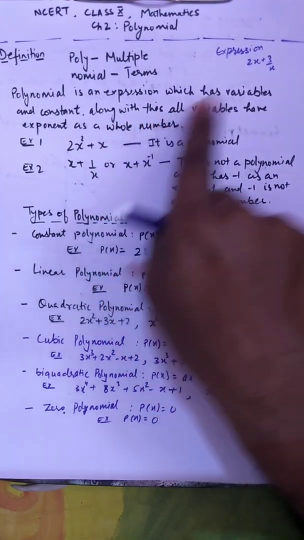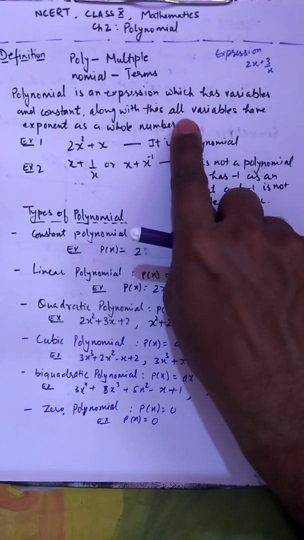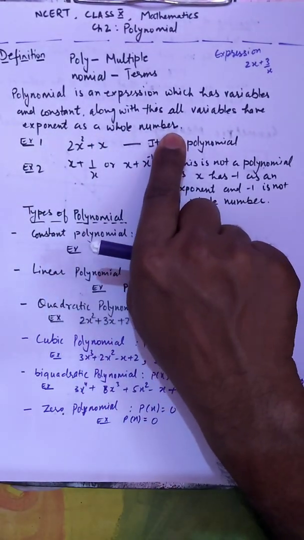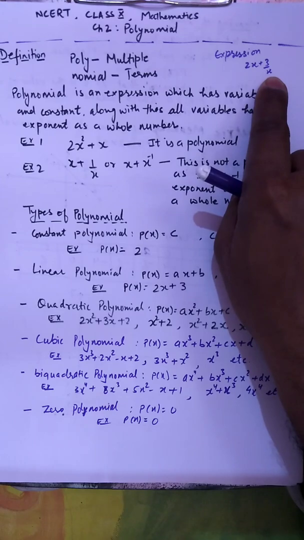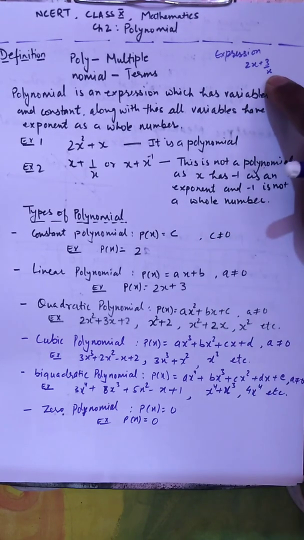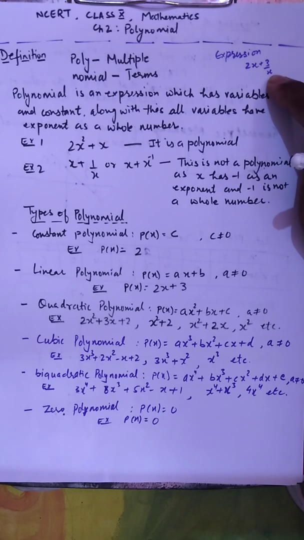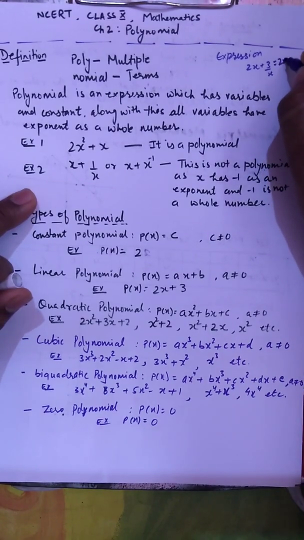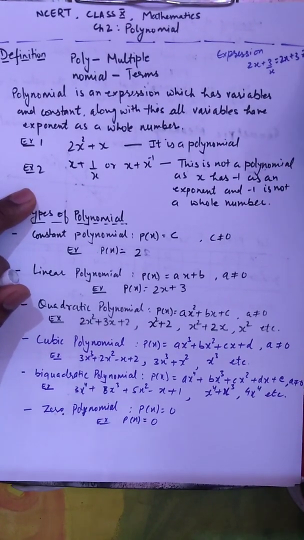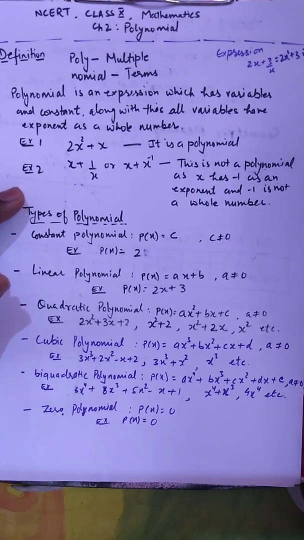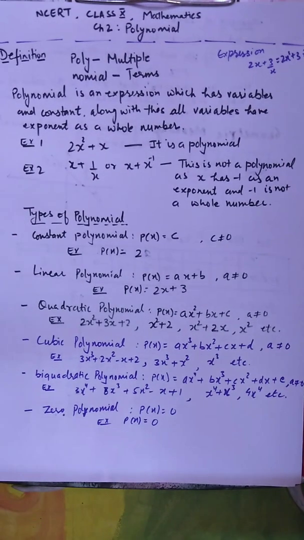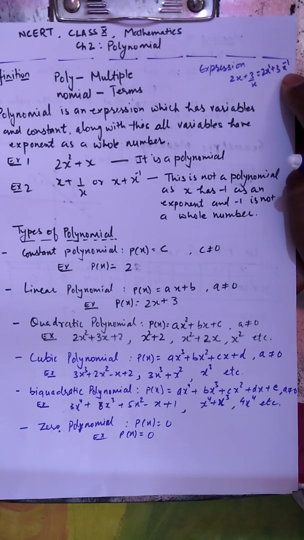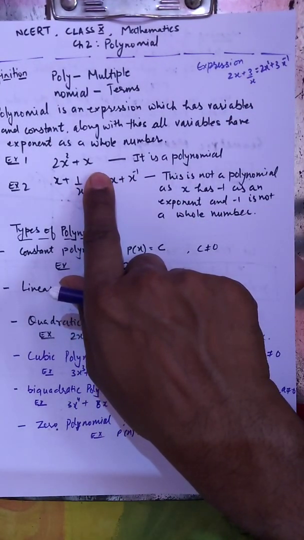Along with this, all variables have exponent as a whole number. See here in this expression, x is written in the denominator. So if we take it up, then it will be x to the power minus 1. So this can be written as 2x plus 3x to the power minus 1. So here x is to the power 1, this is okay, but here x to the power minus 1 is not a whole number. So it means that this is an expression, but it cannot qualify for being a polynomial.